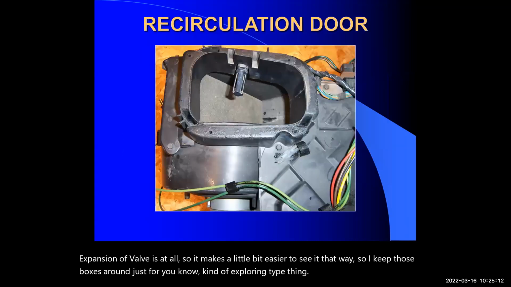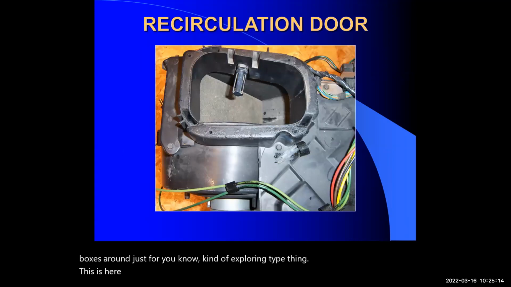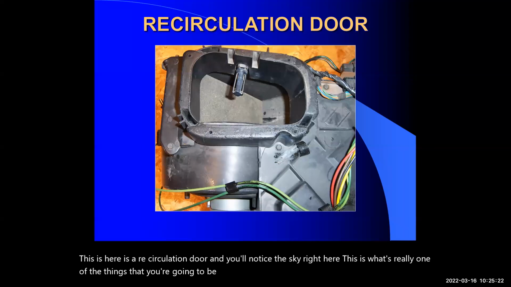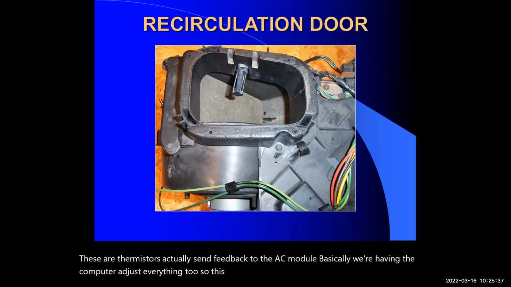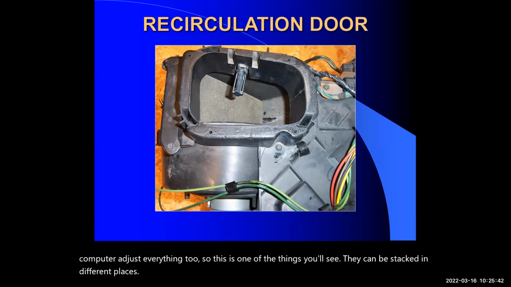Here is a recirculation door, and you'll notice this guy right here. This is really one of the things that you're going to be seeing: little temperature sensors going across. Now these are thermistors that send feedback to the AC module. Basically, we're having the computer adjust everything too. So this is one of the things you'll see. They can be stacked in different places, so just keep that in mind also.